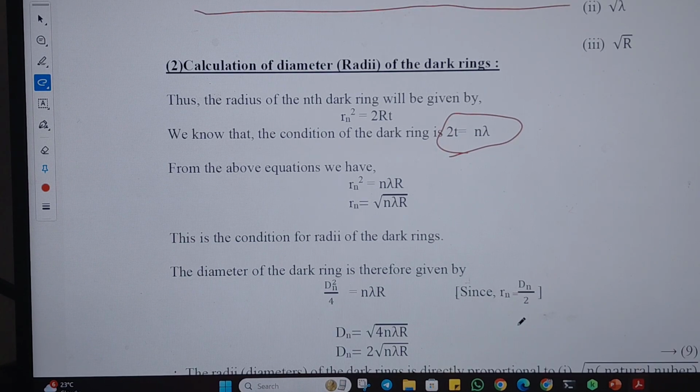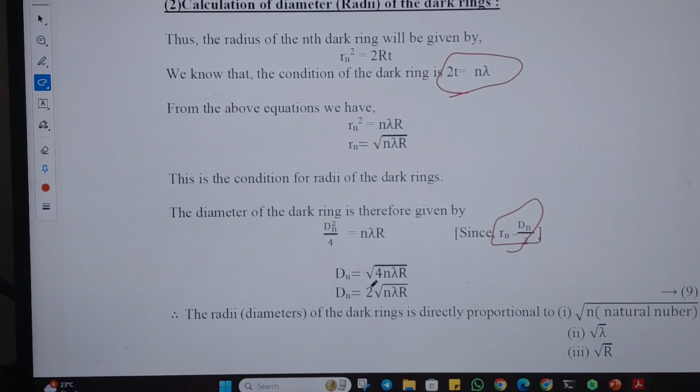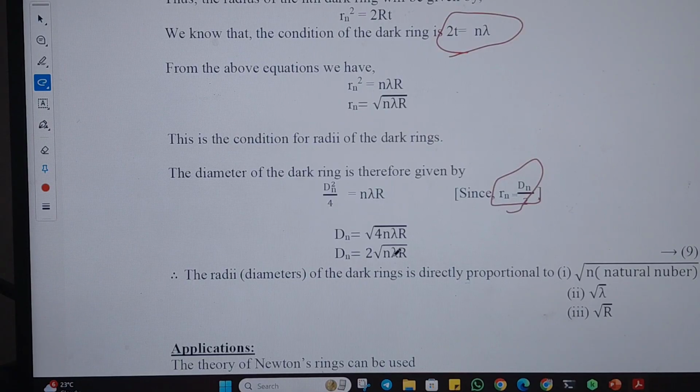So we can write the equation for the nth ring, that is the diameter for the nth ring, Dn square by 4 equals n lambda R, and the square goes to that side, giving 2 times root of n lambda R. Here it is root n, root lambda and root R. So this is directly proportional to the radius of the dark rings.